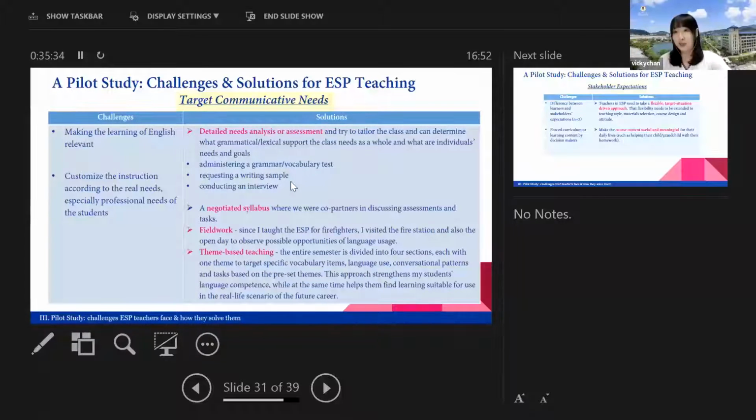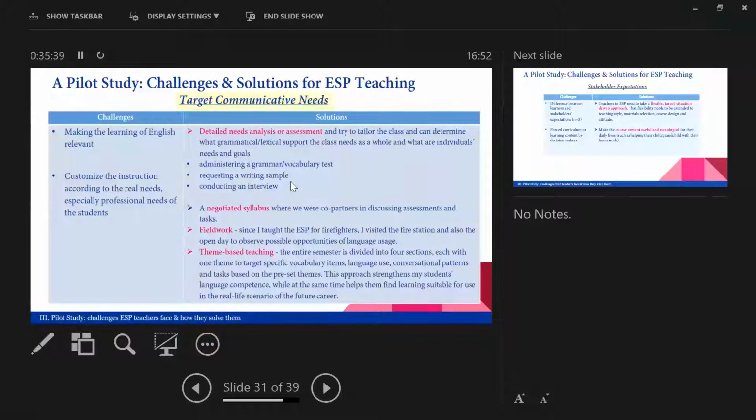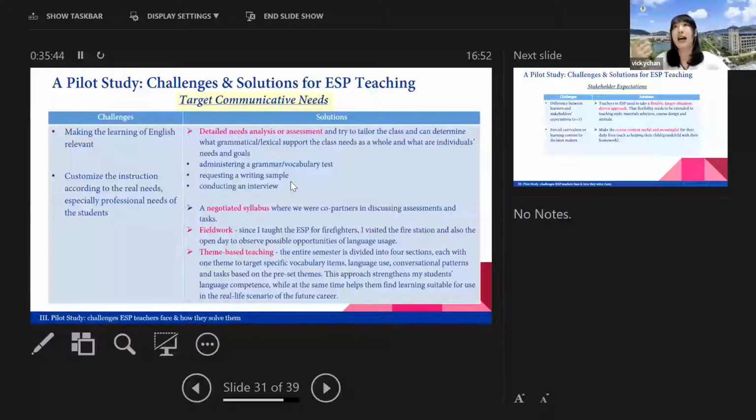Well, how do they solve this problem? One suggestion is that we might need to do a detailed needs analysis or assessment, so that could inform us what kind of grammatical or lexical supports we have to provide as a whole, and what are some individuals' needs and goals. And then you could also think of doing a grammar and vocabulary test at the beginning, requesting a writing sample from your student, or even conducting an interview with them.